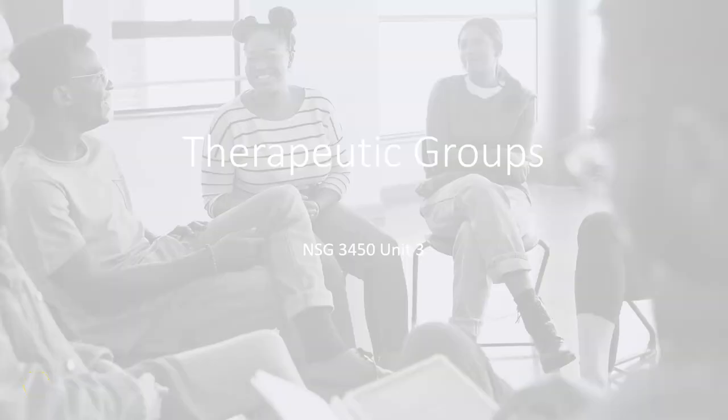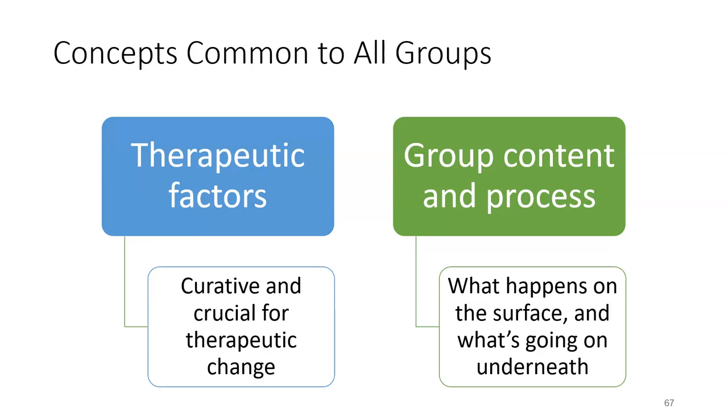The last thing we have from this section is therapeutic groups. And there's a lot of overlap in therapeutic groups with therapeutic communication, so I think this is actually pretty simple. When we look at groups, we have some concepts that are common to all groups. Therapeutic factors, they're curative. They are crucial for helping our patients achieve change. AA is a huge one. I mean, we refer so many patients because it has just proven as a group to be helpful.